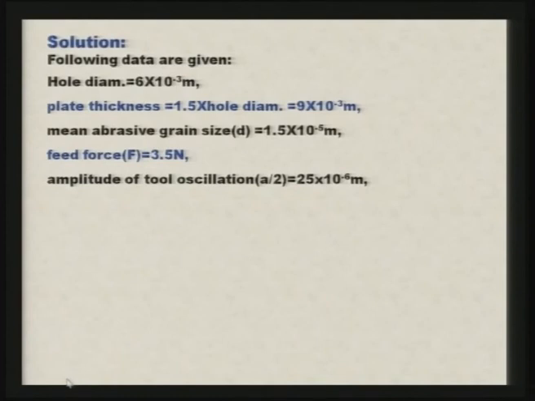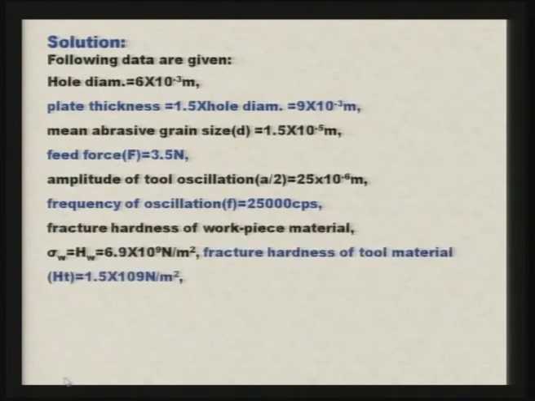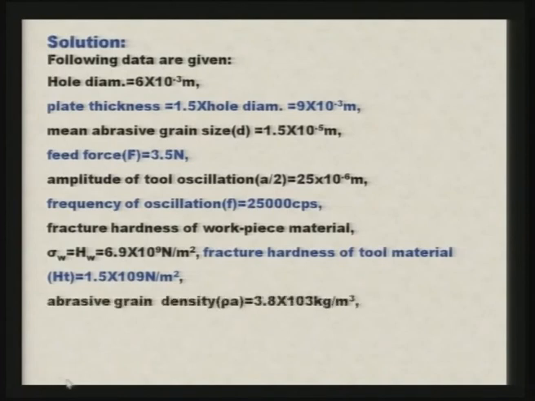Amplitude of tool oscillation is 25 into 10 raised to power minus 6 meter, and frequency of oscillation is 25,000 cycles per second. Fracture hardness of the workpiece material, that is sigma W equal to H W, is 6.9 into 10 raised to power 9 Newton per meter square. Fracture hardness of the tool material, H T, is equal to 1.5 into 10 raised to power 9 Newton per meter square, and abrasive grain density rho A is equal to 3.8 into 10 raised to power 3 kg per meter cube.